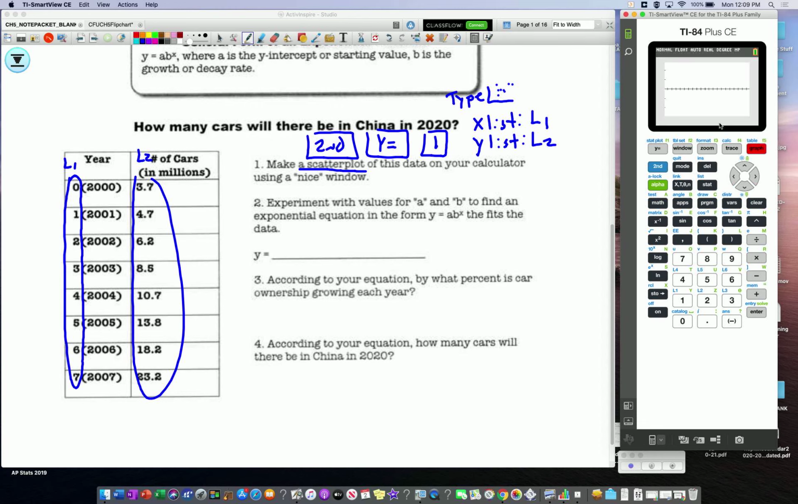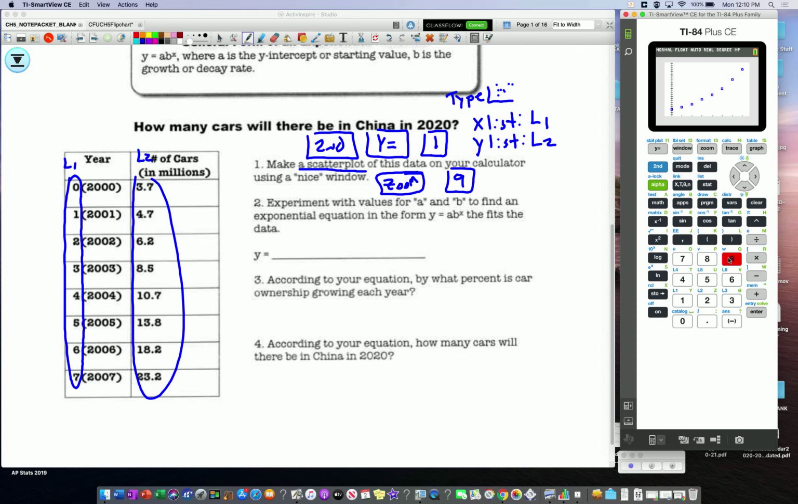Of course, it doesn't show up nice. So after all that fun, I need to hit zoom, and then I have to hit the number 9. So I go zoom, 9, and it fits it right in there. So you can start to see you've got a curve going here, and it looks like it's growing exponentially. So now we want to get this exponential equation.